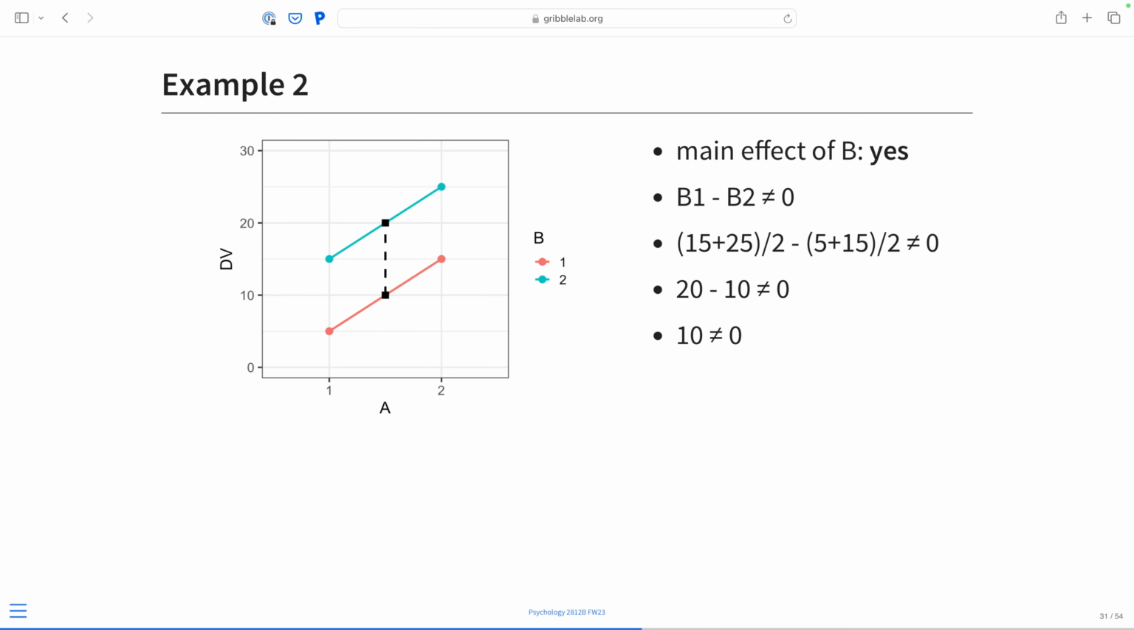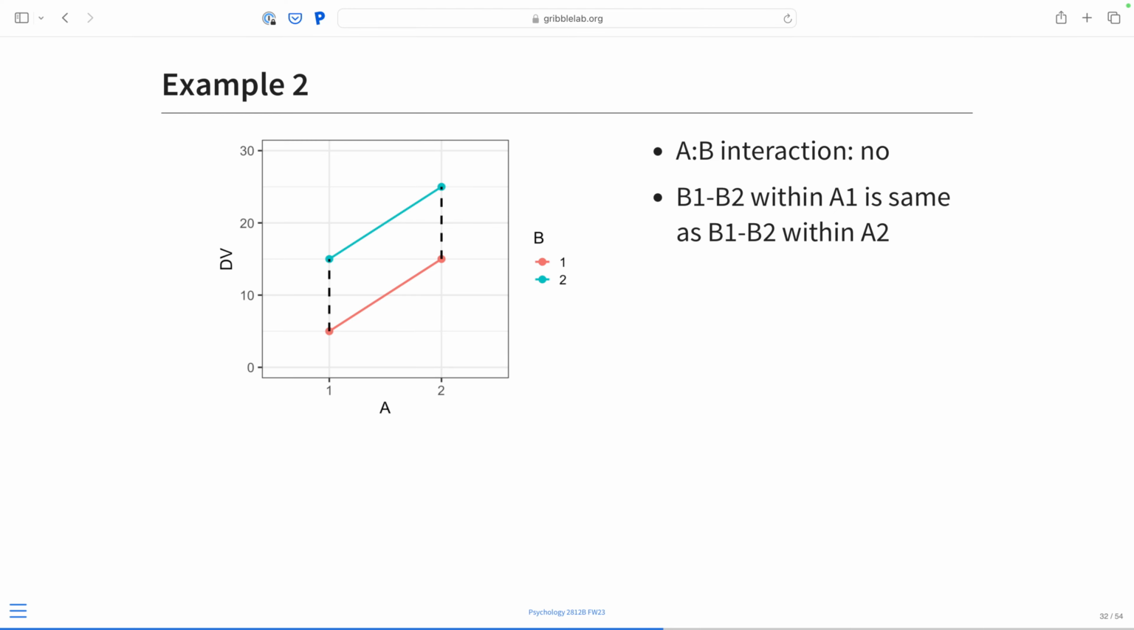What about a main effect of B? Probably also yes. A main effect of B would be if you averaged across levels of A within B1, which would give you this black square, and you compared that to the average of the two levels of A within B2, that black square. And again, 10 versus 20, probably there is a difference, so there is a main effect of B. Now, we're not doing statistics on these, we're just eyeballing it.